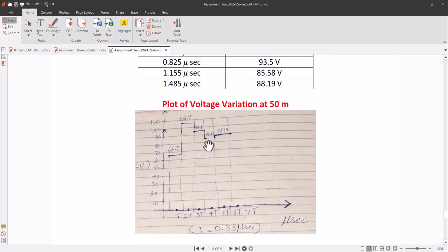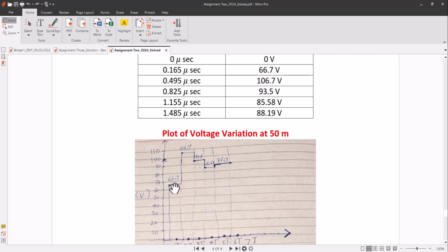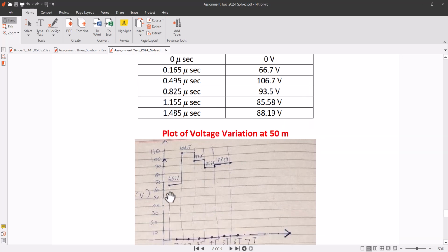At 0 seconds we have 0 volt, at 0.165, that is the half T, we have 66.7 volt, and then after 1T we have 106.7, and then after 1T we have 93.5, and then 85.5, and then 88.19. So it is moving toward convergence.